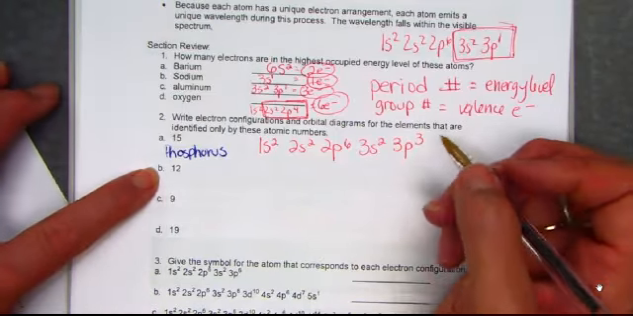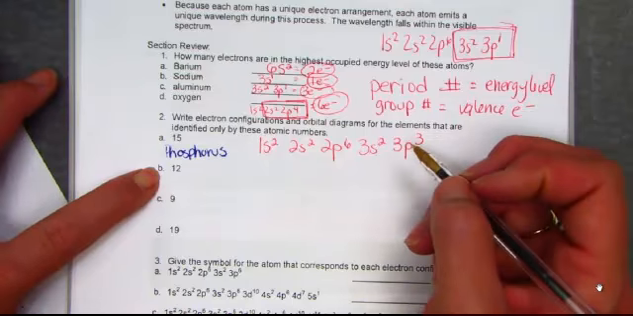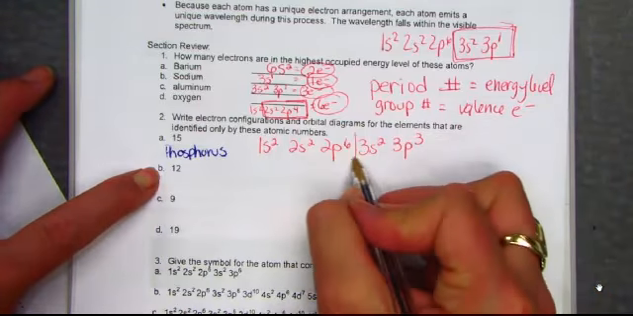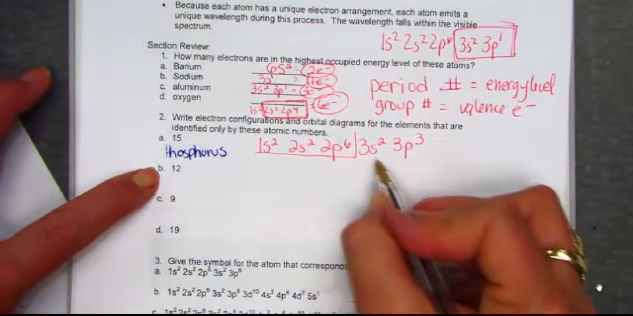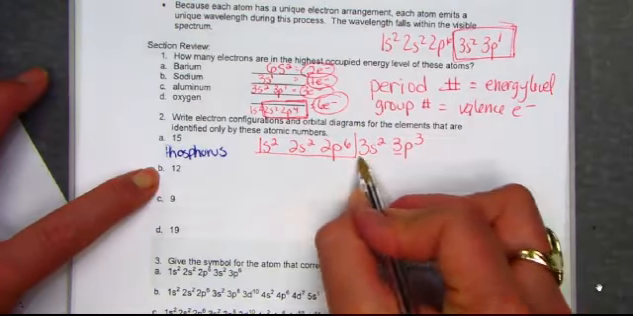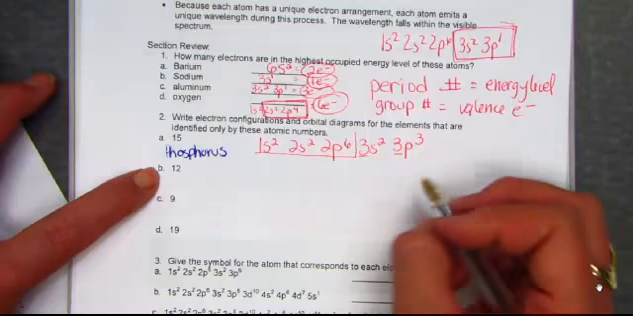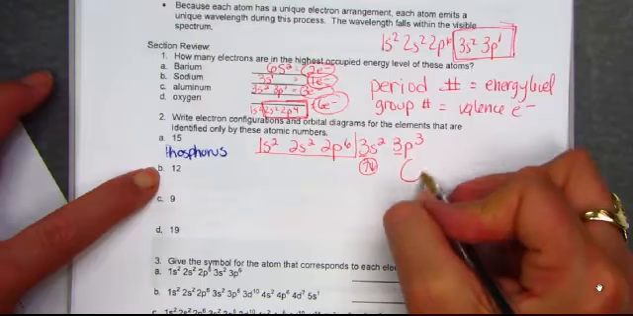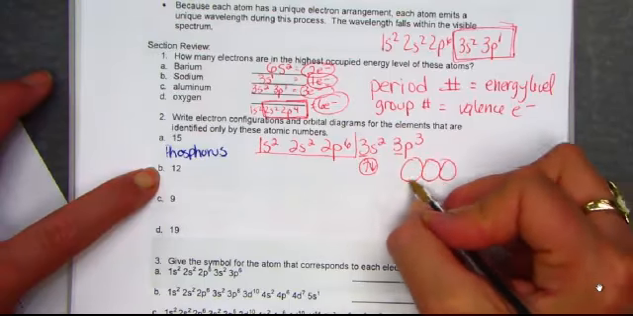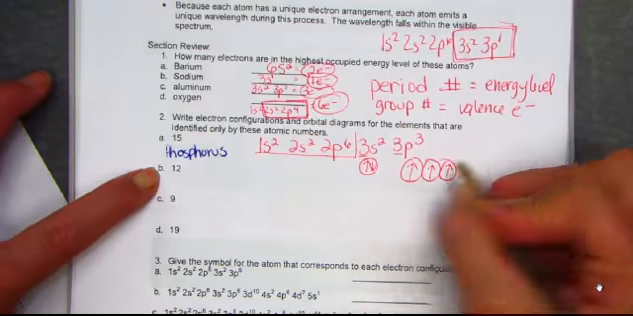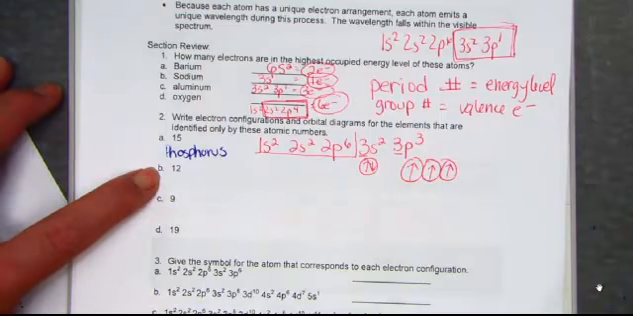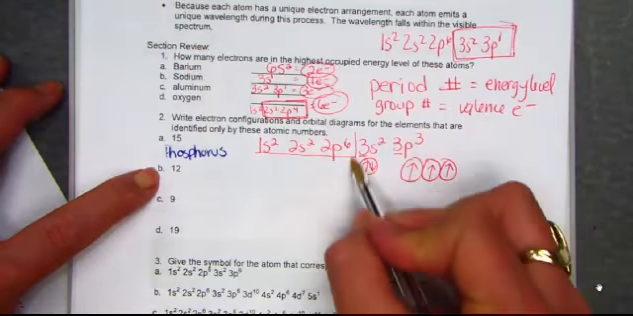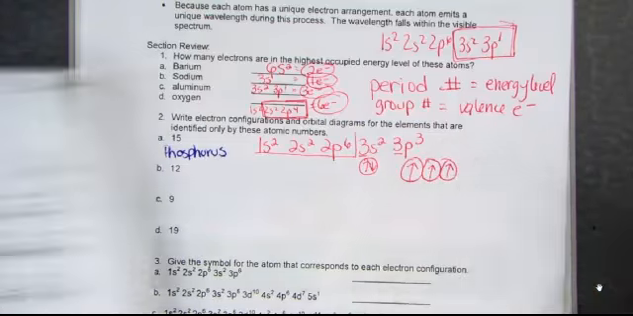Let's write the orbital diagrams for just the valence electrons. Those electrons in the outermost energy level, the third energy level, the highest quantum number 3. There are 2 electrons in the s sublevel, 3 more in the p sublevel, each one placed into an orbital first before assigning a partner, all spinning the same way. There are 5 valence electrons.